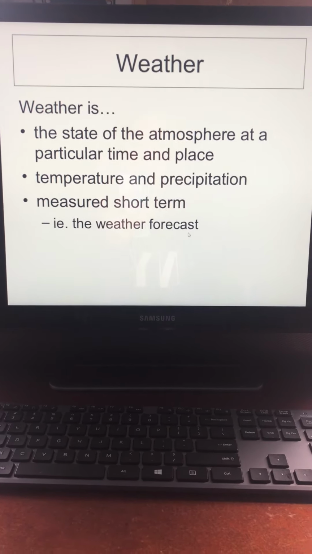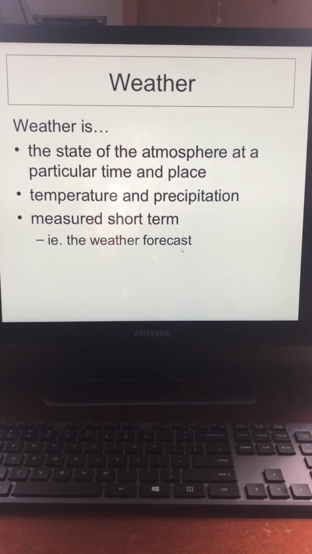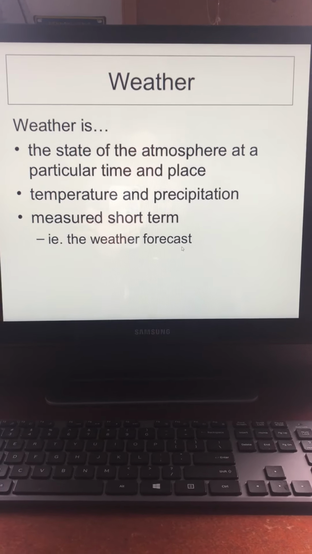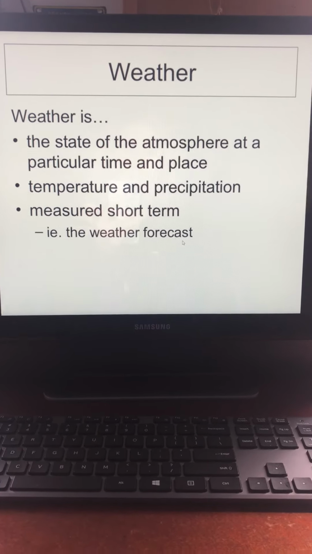And it happens several times throughout the day as you watch the different news, maybe in the morning, in the afternoon, and at night, because weather is always changing. It's the state of that atmosphere, again, at that particular time, and it's measured in short term, because one day, as we know, it's 45 degrees, and the next day, it's 60 degrees. So all of this changes.